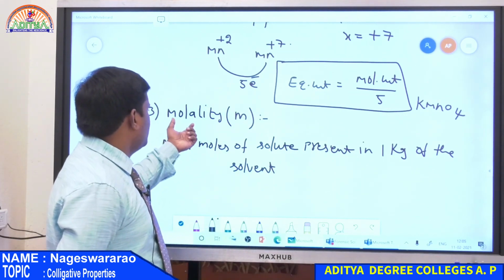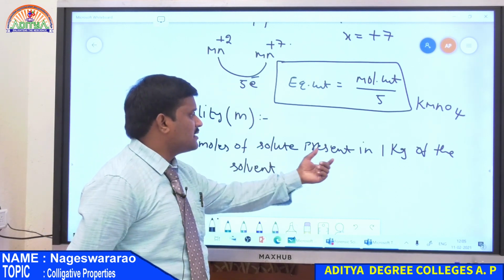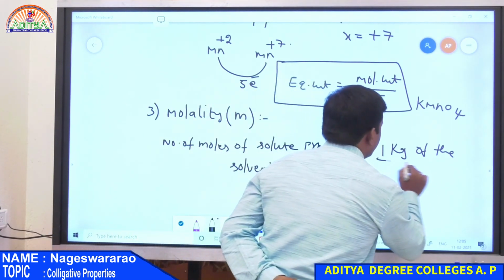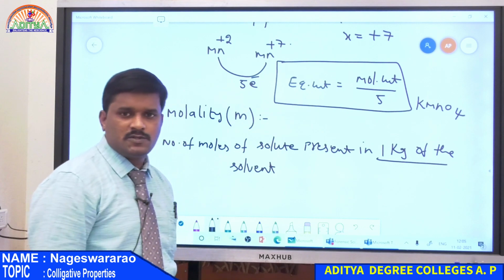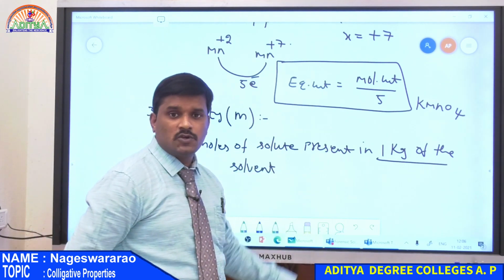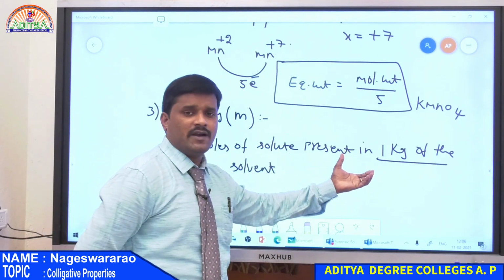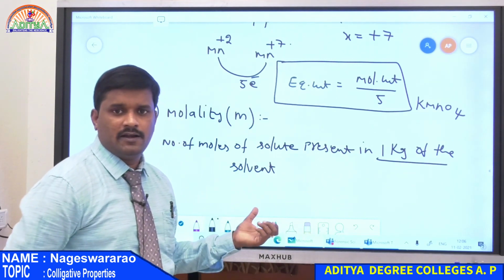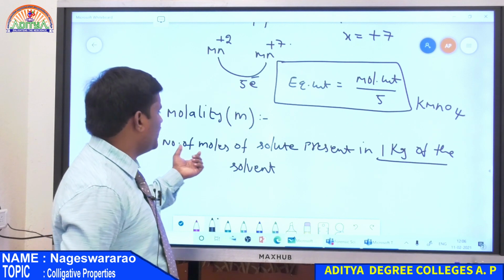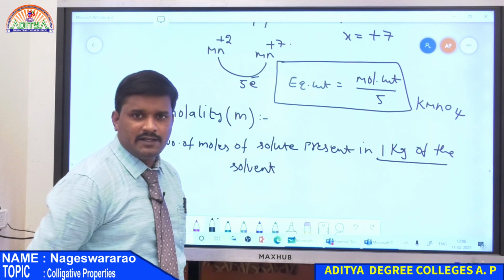Therefore, in the case of molality, how many moles of solute are present in 1 kg of the solvent? Here we consider the weight of the solvent, not the volume of the solution. In the case of molarity, we consider the volume of the solution, whereas in the case of molality, we only consider the weight of the solvent. So in 1 kg of this solvent, how many moles of solute are present? That is known as molality.